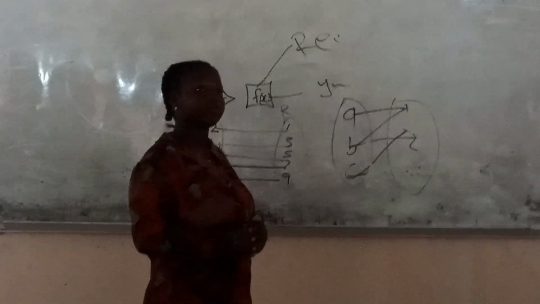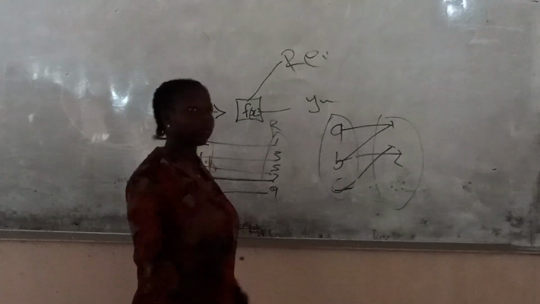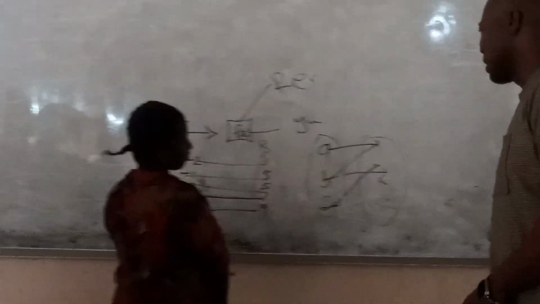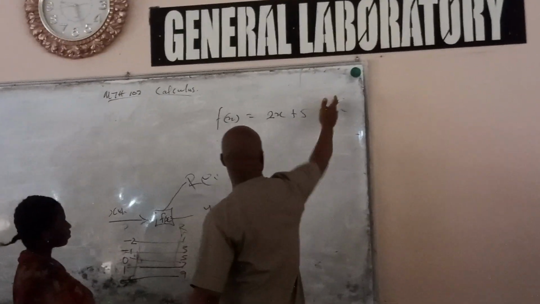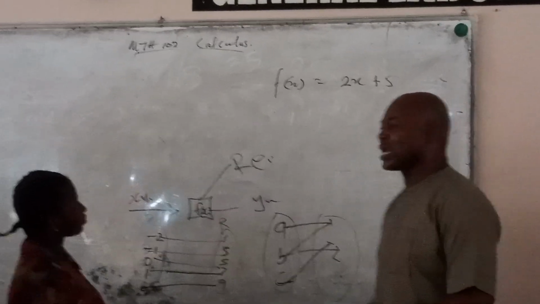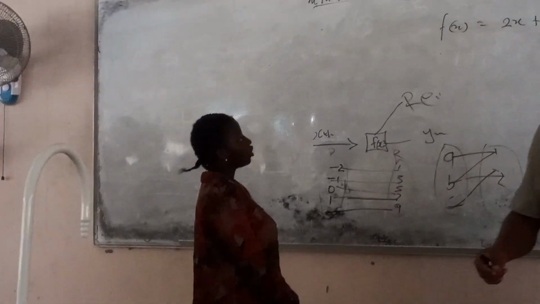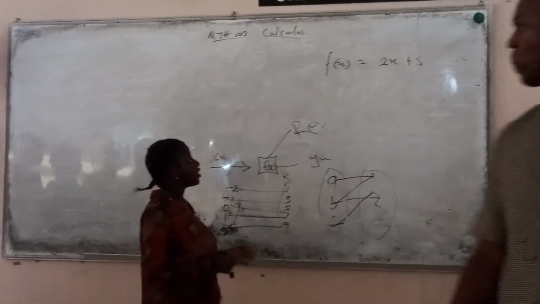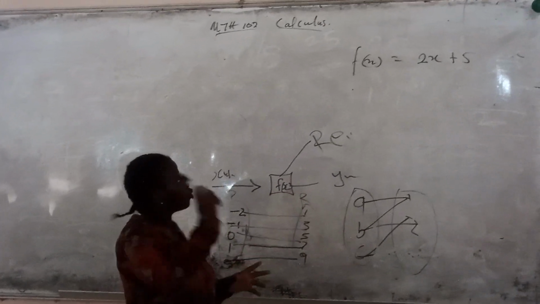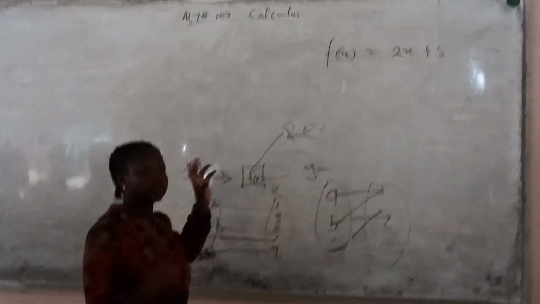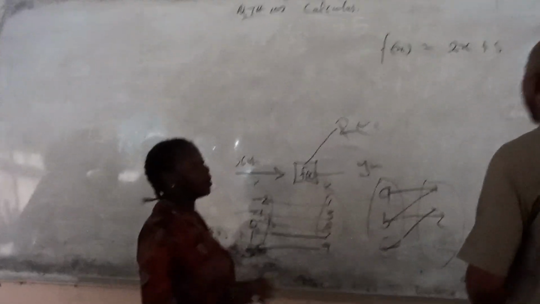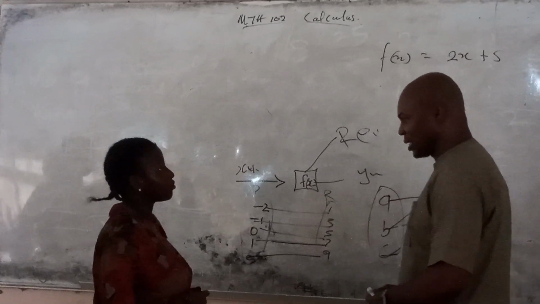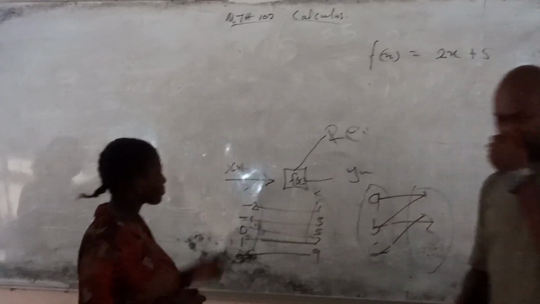Now, if you have a relation and the domain is not given, and you are asked to determine the domain and the range, for example f of x is equal to 2x plus 5, and the domain is not specified, what do you do? You assume the maximal real number set. Is that what you are saying? Yes. Then what do you do?